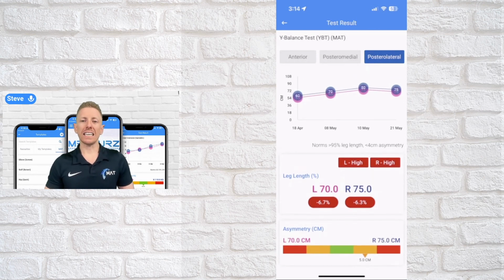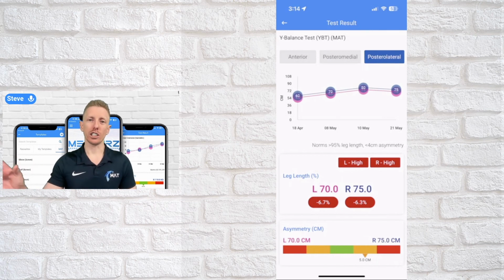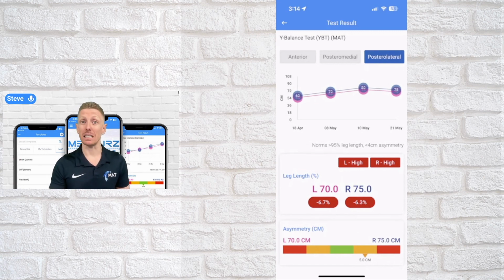What we also see in the asymmetry bars, whether that's compared to the raw data or the asymmetry bars as a percentage, is we've got a green, an orange, and a red section. And what this allows us to do is the same thing. Green typically means they fall at less than 10% difference, or in this case, less than 4 centimeters difference, when we look at the normative data that you can see there. Because this result is 5 centimeters difference, they fall into that intermediate zone in the orange category.